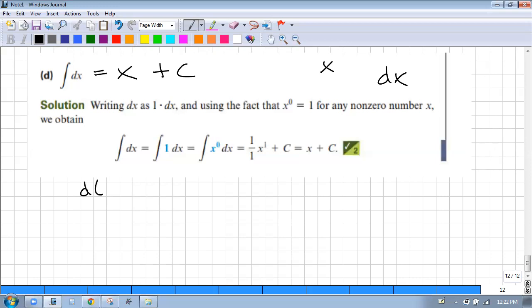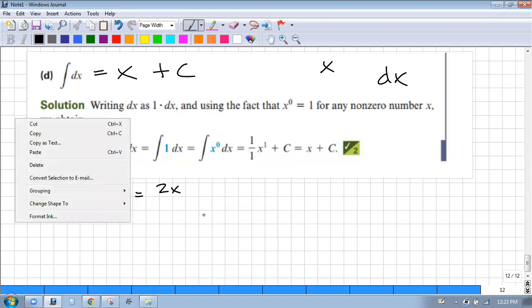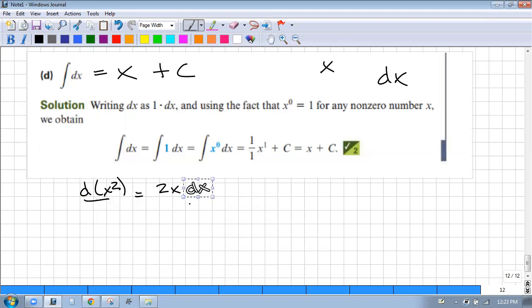How can I write this? Derivative of x squared, that we know is 2x. If we move this over here, then we integrate both sides. The integral and the derivative here cancel one another out. We have the integral of 2x dx is x squared.